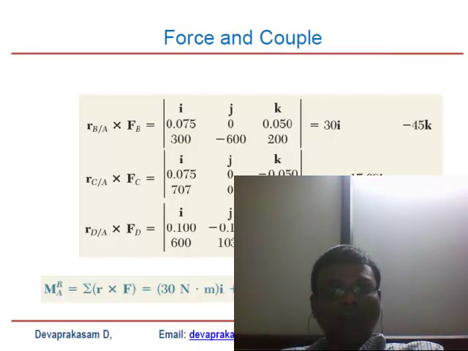you have to take the cross product of the position vector and the corresponding forces. It is a very simple method because it is a vector quantity. So i, j, k are the unit vectors in the respective x, y, z directions. Similarly, the value of r and the value of force.